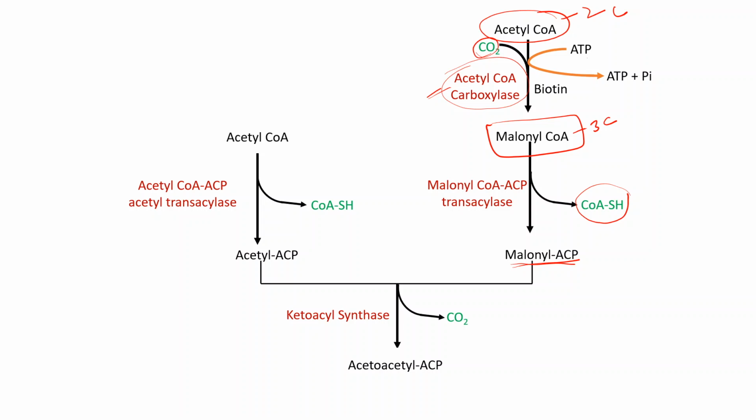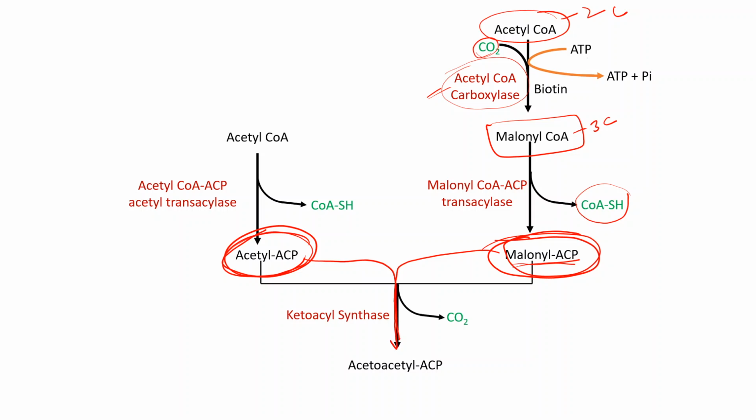Now in another reaction, acetyl coenzyme A directly binds with the ACP protein and is converted into acetyl ACP by the enzyme acetyl-CoA ACP acetyl transferase. These 2, malonyl ACP and acetyl ACP, will condense together to make a single product, and carbon dioxide is released. It is the same carbon dioxide that gets released here at this step.